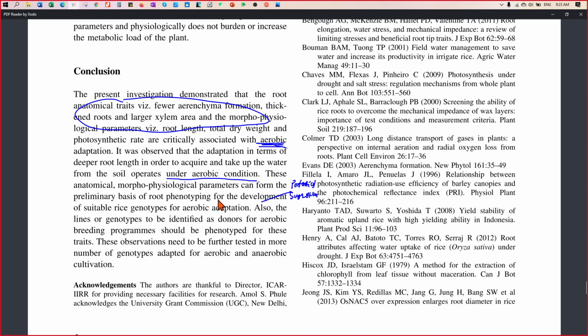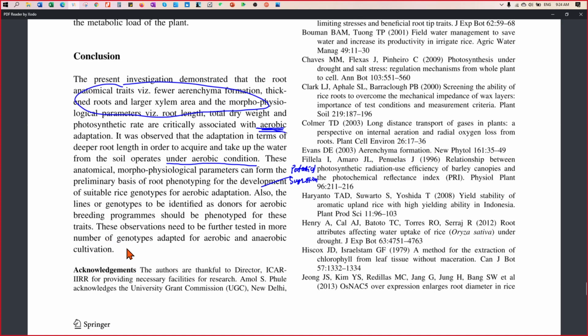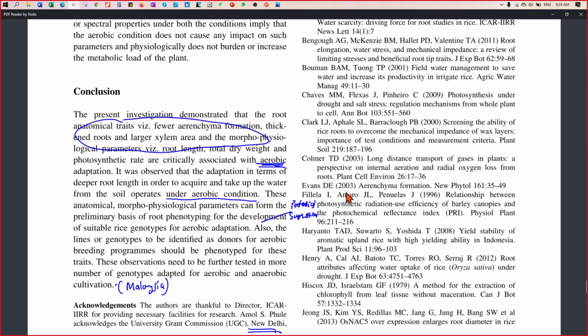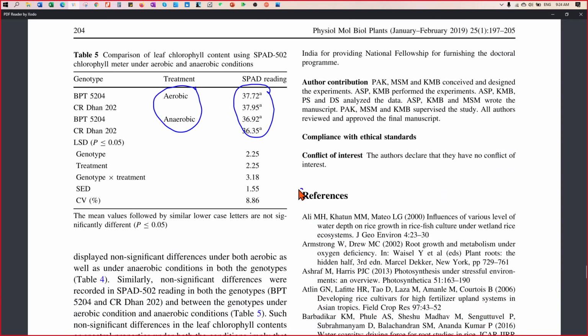Their finding has this potential as initial knowledge for a breeding program, and also a suggestion of how it is to be done based on the parameters that they have taken. Okay. However, they also put a disclaimer. These observations need to be further tested in more genotypes adapted for aerobic and anaerobic cultivation. So when they say this, maybe you can test this on your Malaysian variety, because these are Indian varieties, you see, from India.